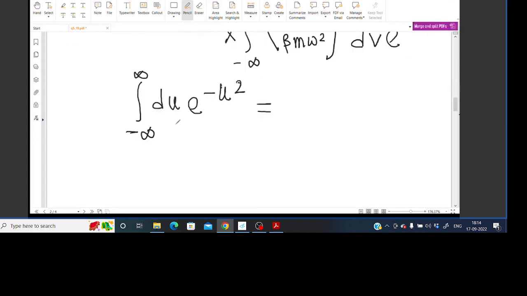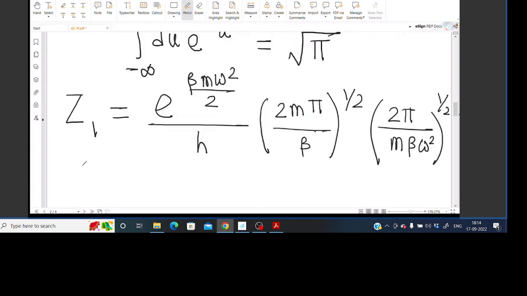Now the integral of du e to the power minus u square is equal to root pi. So we replace these two integrals by root pi. Then we get the single particle canonical partition function Z1 equal to e to the power beta m omega square by 2 by h into (2m pi by beta) whole to the power half into (2 pi by m beta omega square) whole to the power half.